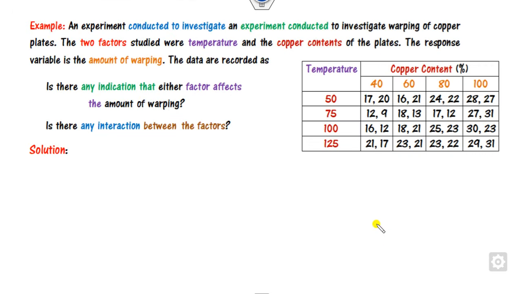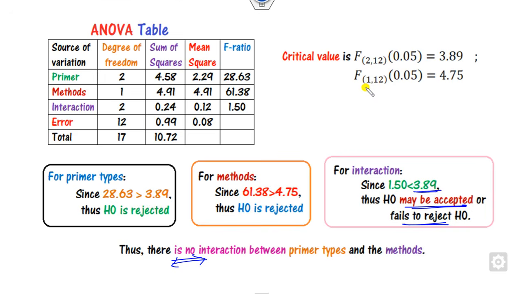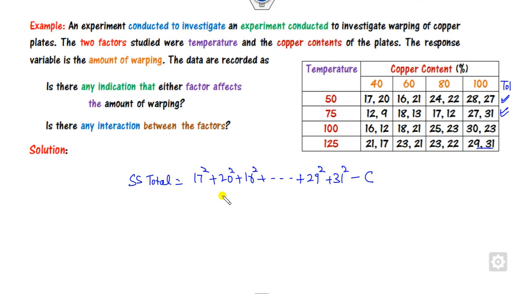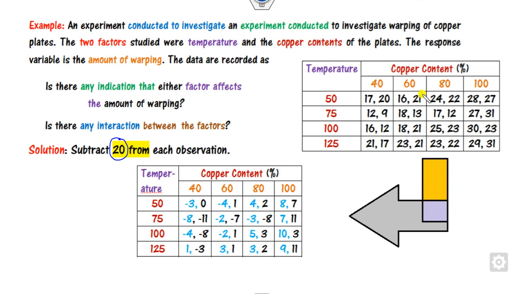Look at another example. Now you can move on quickly. There are some factors here. Now you can see in our previous example how you can do that. You first have to take the total of this. You can find the total here. But how can you find the SS of the total? That is 17 squared plus 20 squared plus 16 squared and so on, until 29 squared plus 31 squared, minus C. You can see there are a lot of calculations. In order to make the calculation easier, you can subtract any number from here. Say I can subtract 20 from each observation.